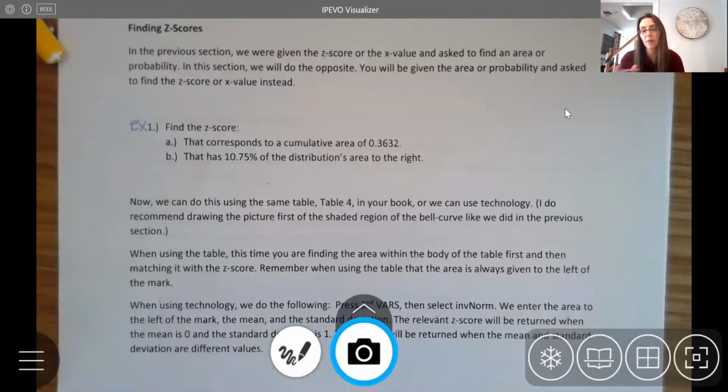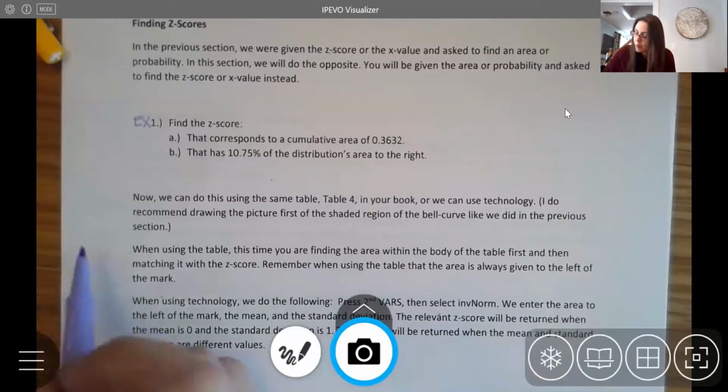You can either use the table in your text like we did in the last section, or you can use technology. In either case, I still highly recommend drawing a picture first so that you can actually see the area that you're looking for. It's really important for us to be able to see that shaded region. We're still talking about normal distributions here, so we're still using those bell curves. For all of chapter 5, pretty much, you want to just think about that nice bell shape. We can use that picture just to help us visualize what we're trying to find. So I'm going to do that in both of these examples.